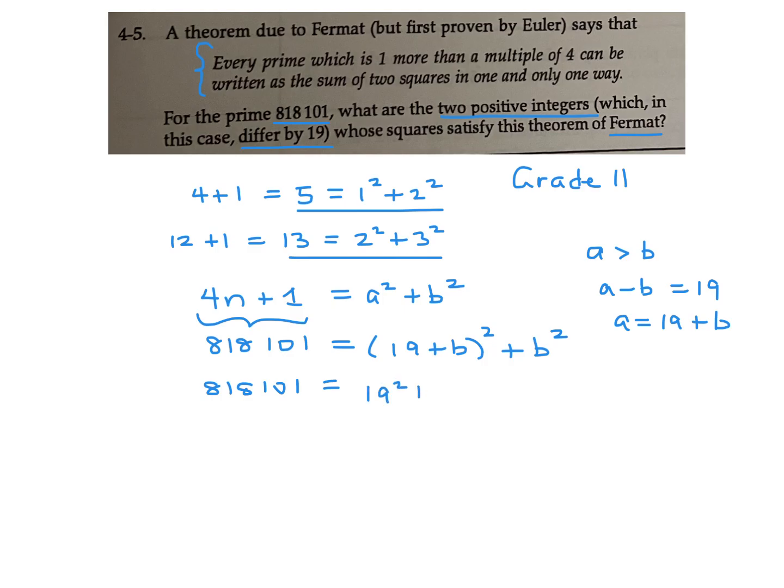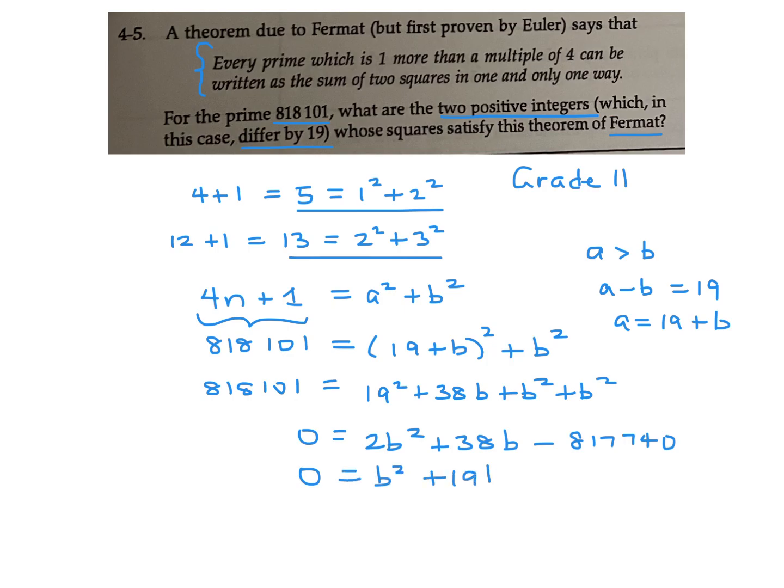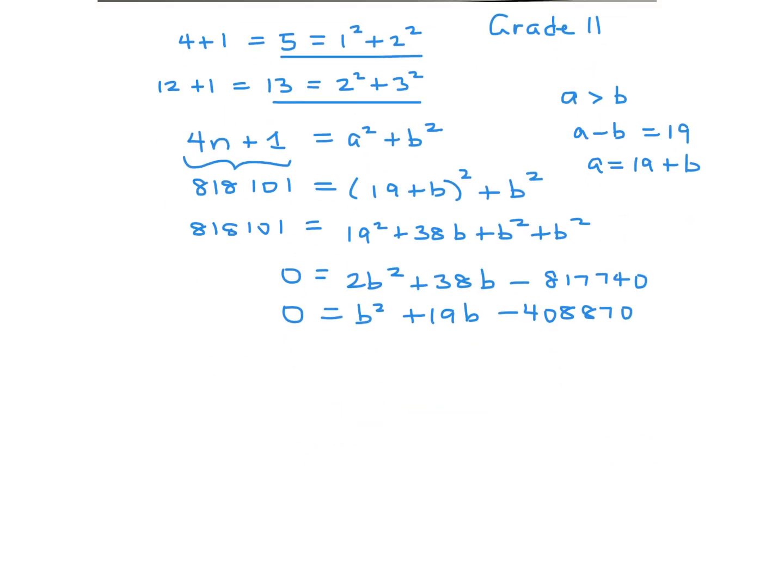19 squared plus 38b plus b squared plus b squared. Put everything on one side, and we get 2b squared plus 38b minus 817,740, and then divide through by 2. We have b squared plus 19b minus 408,870. And at this point, there's going to be some factoring.